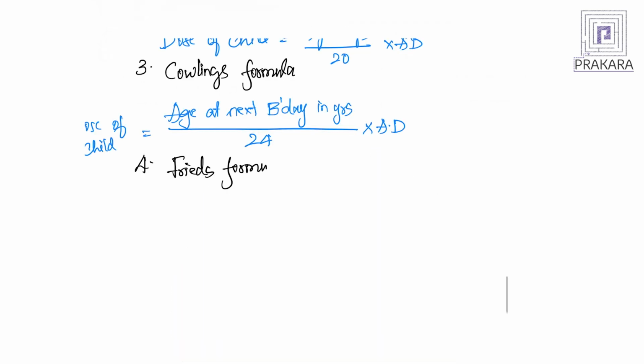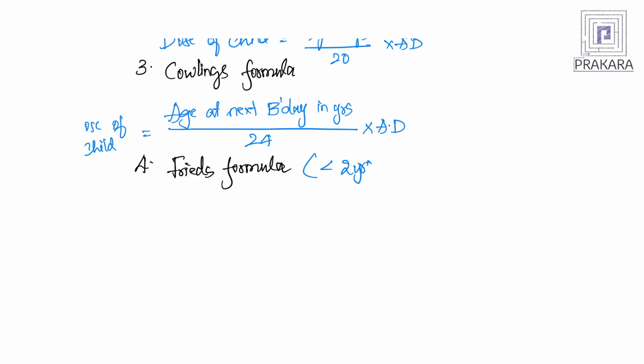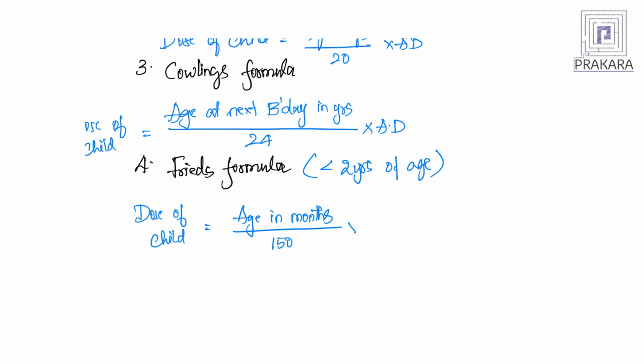Then the next one is Fried's formula. This Fried's formula is generally used to calculate the doses for children who are below 2 years of age. So the dose of the child is equal to age in months. You have to remember whether the age is given in months or years. It is very important. Divided by 150, into adult dose. This gives the dose of the child.